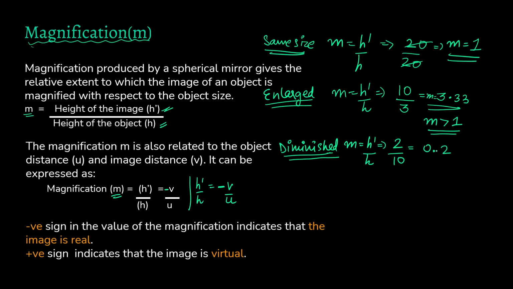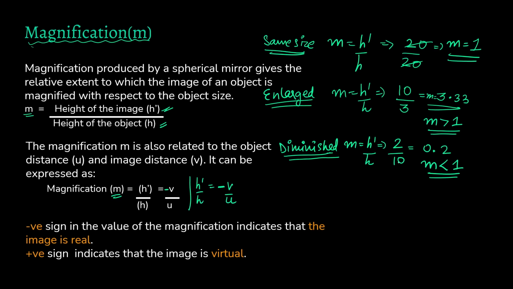So is 0.2 smaller than 1 or is it bigger than 1? It is smaller than 1. So that means that when m, our magnification, is smaller than 1, then the object is diminished. So that is how you can just look at the m and tell if your image is the same size, if your image is magnified or if your image is diminished.